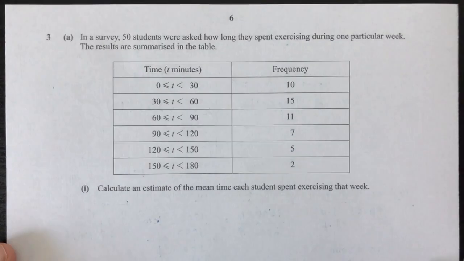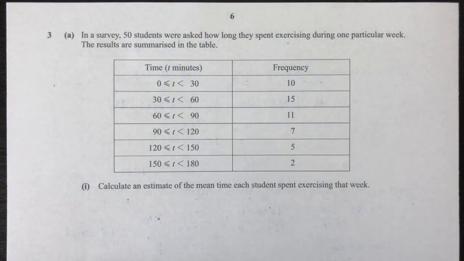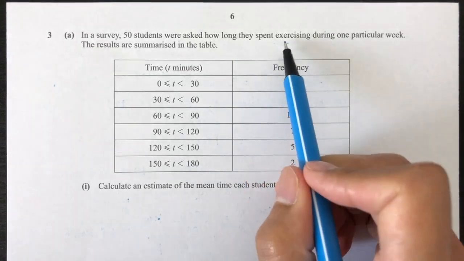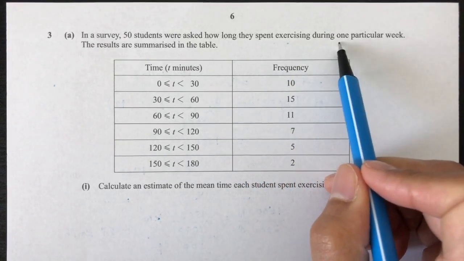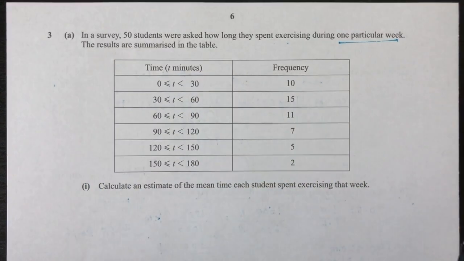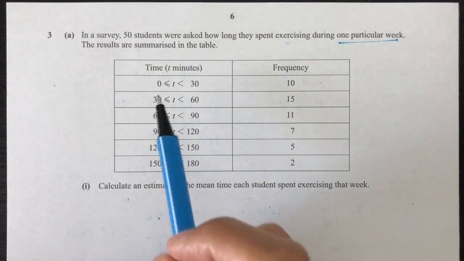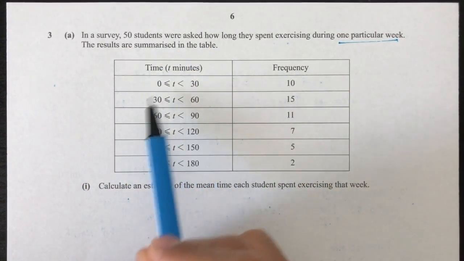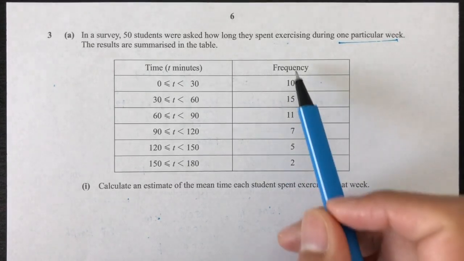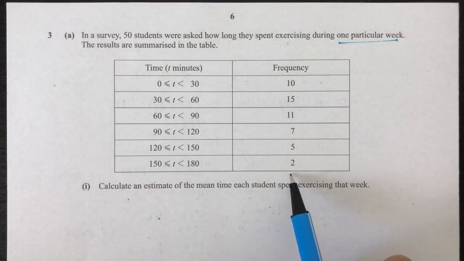Okay, so now let's move on to question number 3. In a survey, 50 students were asked how long they spent exercising during 1 week. The results are summarized in this table here. So here we have the group of times, and the frequency, which is the number of students. In total, we have 50 students.